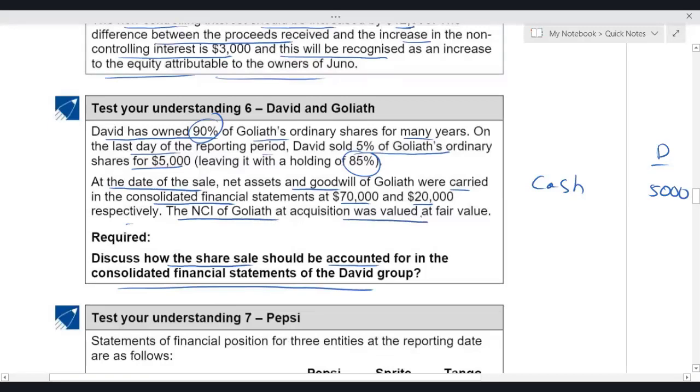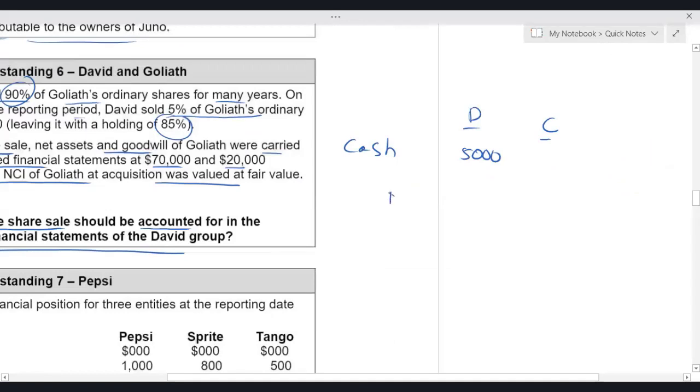It means full goodwill. So simply, increase in NCI. How will you calculate increase in NCI? Total net assets including goodwill because of the full goodwill method. In case of the partial goodwill method, you will only consider net assets without goodwill. So you will consider goodwill in case of the full goodwill method. So we have 70 plus 20, 90,000. 5% of that is 4,500. So there is a gain of, can I say, 500? And that gain goes to OCE, other component of equity.